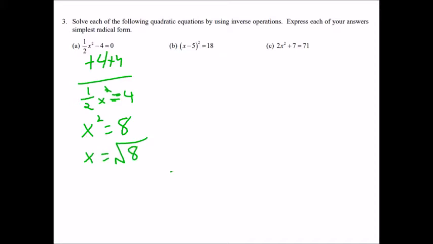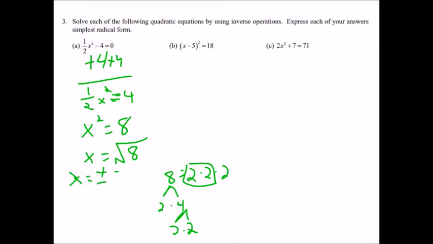Now, if you remember simplest radical form, I might not do it every single time, but 8 is 2 times 2 times 2. I have a pair of 2's, which I can bring on the outside. We still have the plus or minus, so plus or minus 2 square root 2.